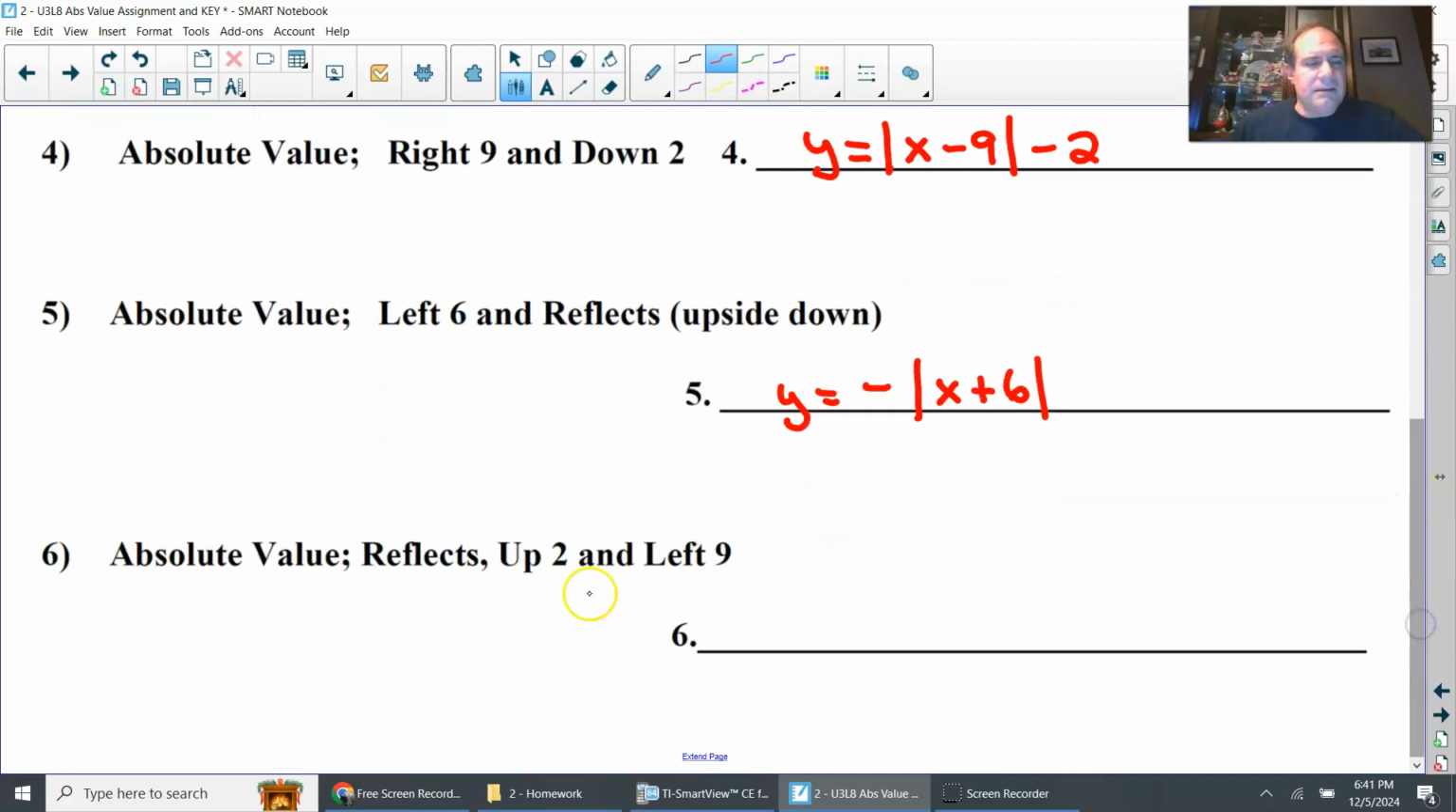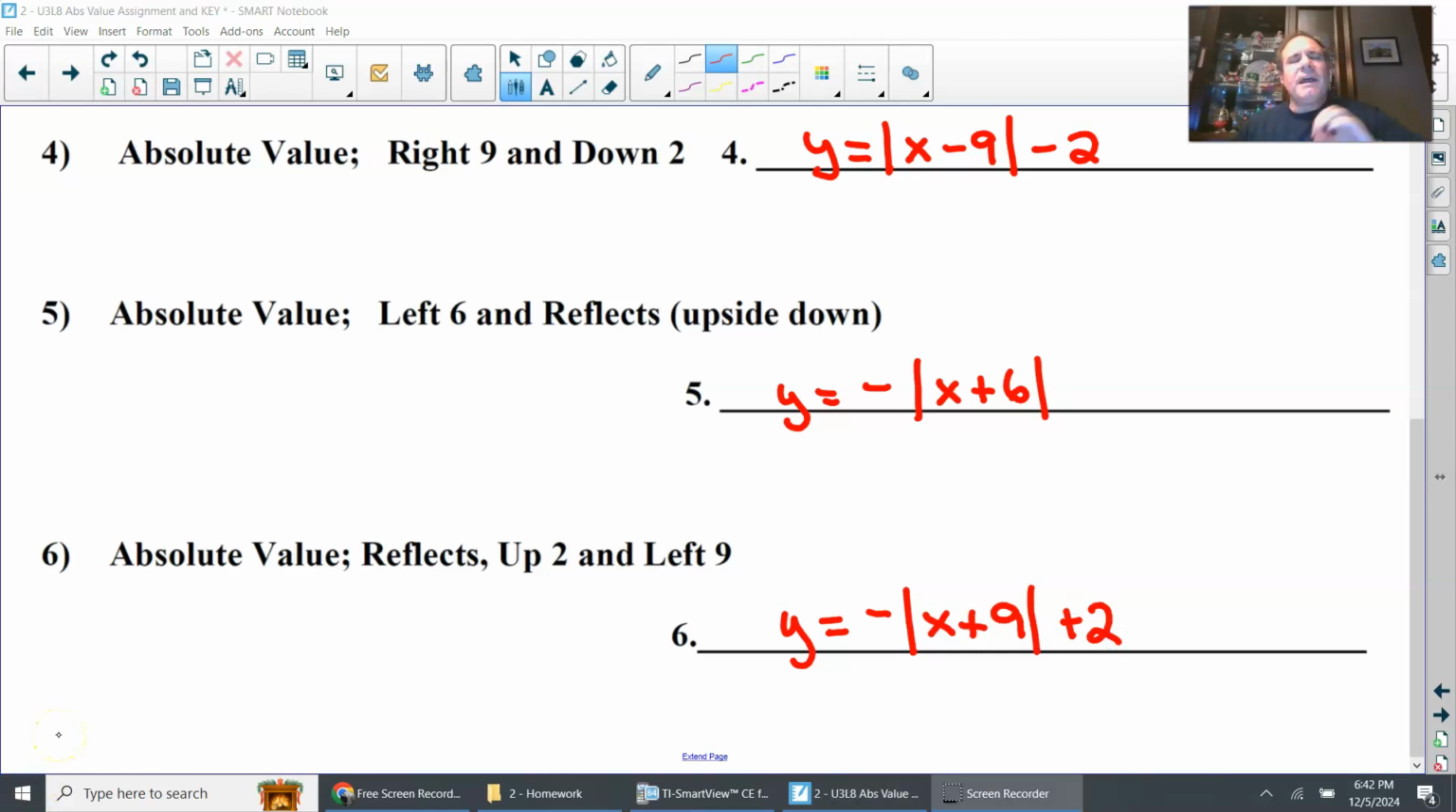Right? And then number 6 reflects. All right, so it reflects. That means the parent function is up, so if it reflects, it's going down. So the first thing that I'm going to put is y equals and the negative. So up 2 and left 9. If you're talking about left, you're talking about plus 9. And then up 2 is plus 2.